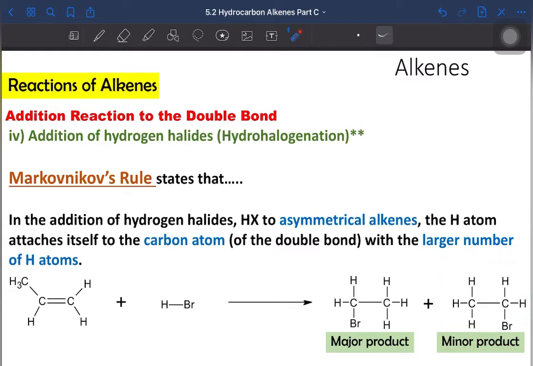Okay, so for the halogenation reaction, we have the reaction mechanism.